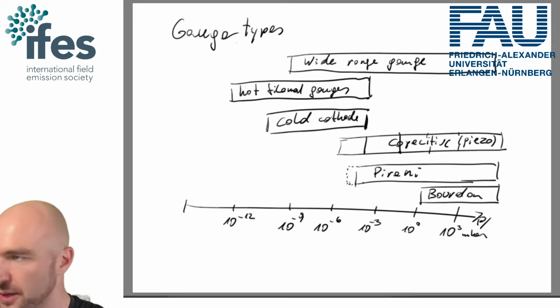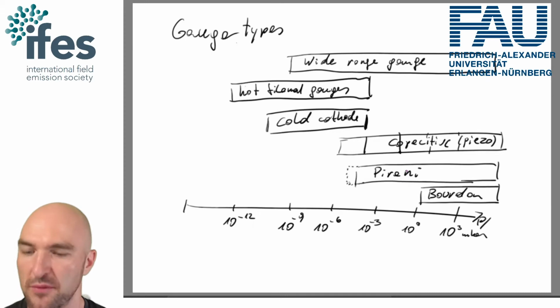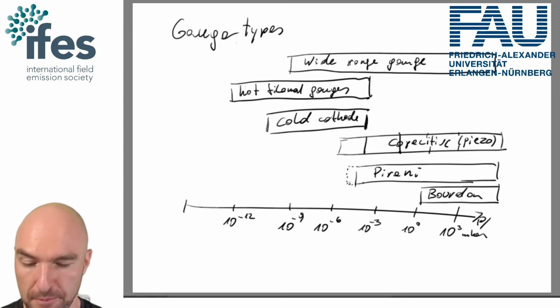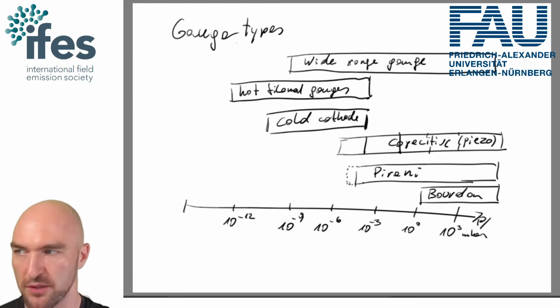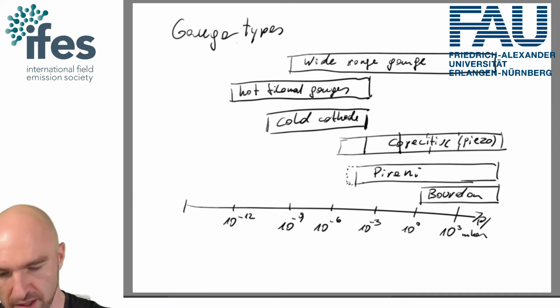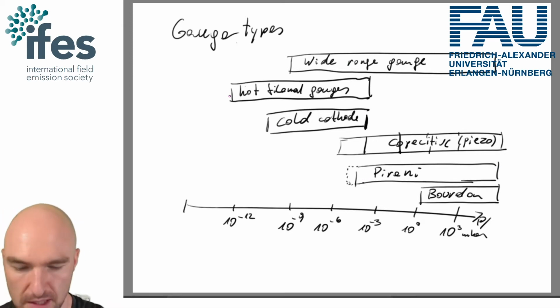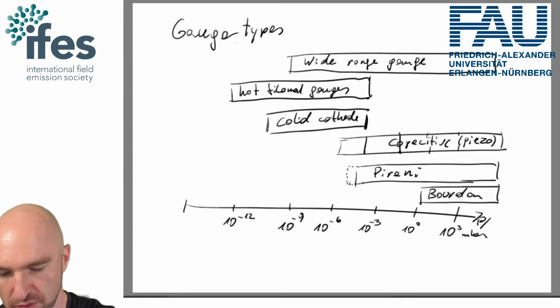The reason why this is important to know is that if you have a wide range gauge, which you will usually have on a load lock, then at some point the pressure measurement will look like it's screwed up. It will read some pressure and then just jump to some other pressure. The reason for that is that it goes from the range where the Pirani is active to the range where the cold cathode gauge or the hot filament gauge is active. Usually in load locks we have combinations of Pirani gauges and cold cathode gauges.